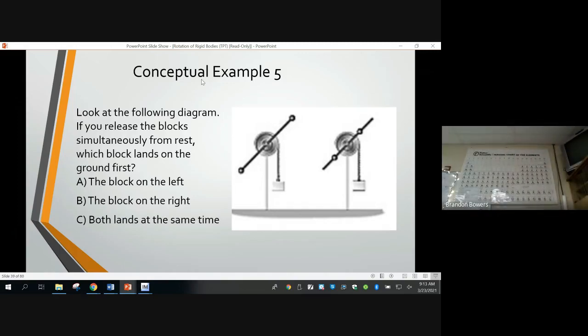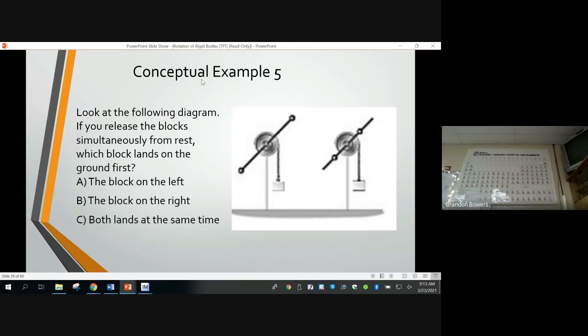So, look at the following diagram. If you release both blocks simultaneously from rest, which block lands on the ground first? Okay, well, hopefully we know by now, after watching the videos. I was going to say, is it A or B? So, the block on the right will hit first, right? Because our radius is smaller.